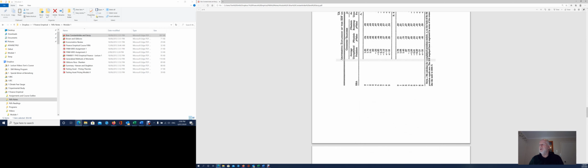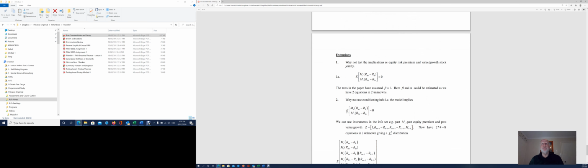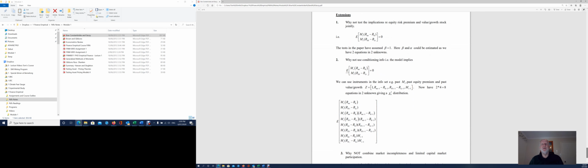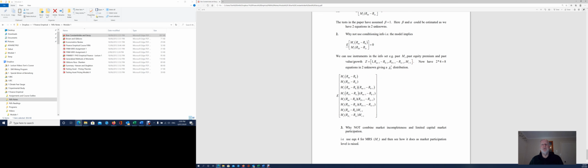So I'm going to now go to some suggested extensions. What they didn't do, they did each of these separately, so why not do them together? And why not use conditioning information, because we've done that with other models and in the Lucas model. You could have had the two equations, the excess return and the high minus low. You could have conditioned based on previous values of those returns and also the marginal rate of substitution. And why not combine the market incompleteness and the limited capital market participation? So these are all extensions that I suggest each year.